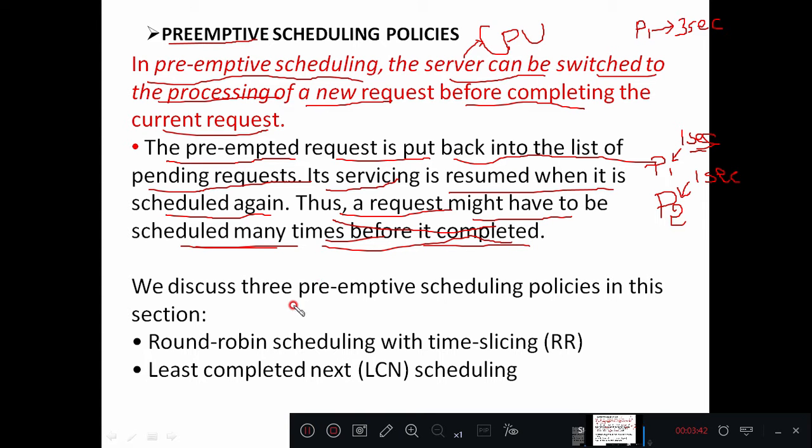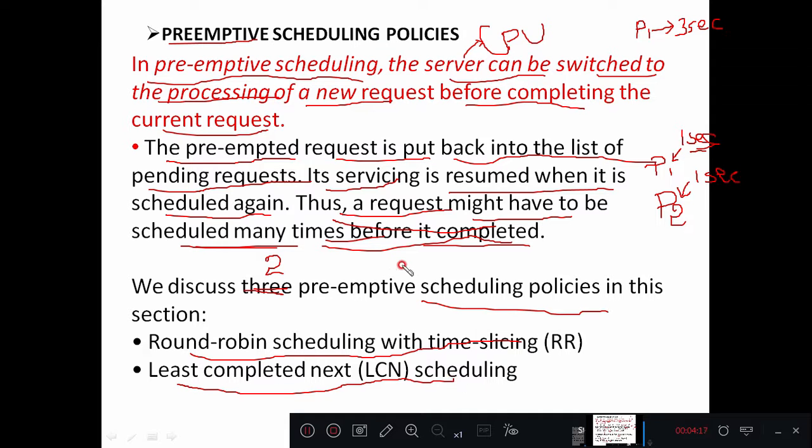Okay. So here I have written 3, but in the syllabus we are not going to discuss 3. In the book they have given 3, but we are going to discuss only 2 preemptive scheduling policies. One is round robin scheduling with time slicing, which in short we call RR, round robin, and the other is least completed next scheduling, that is LCN scheduling. Okay. So we will see these scheduling policies one by one.